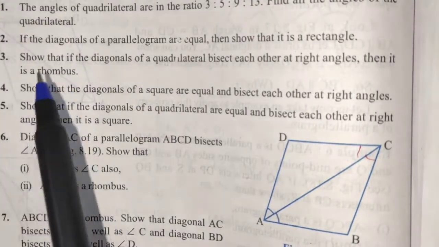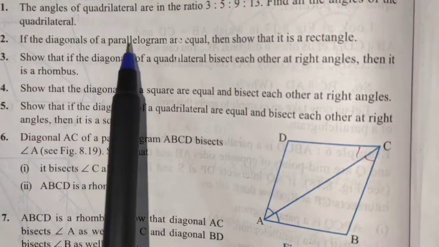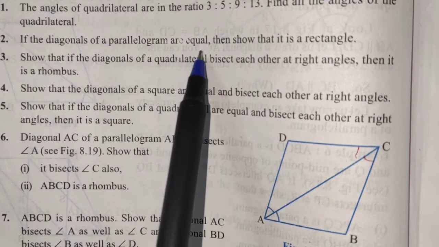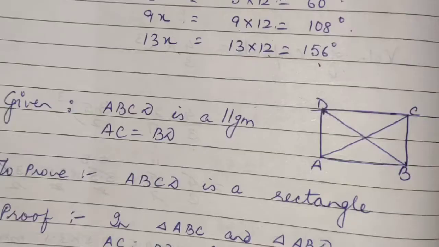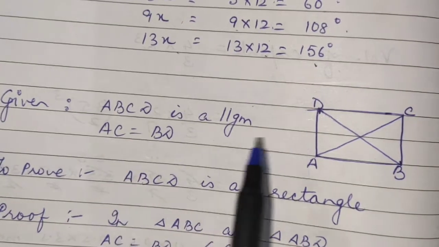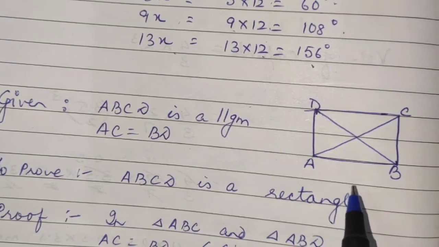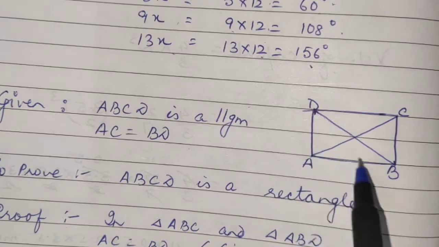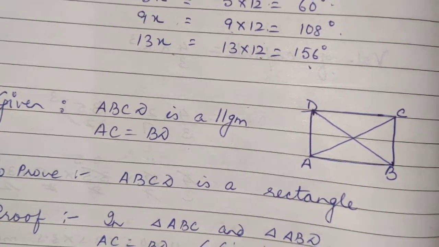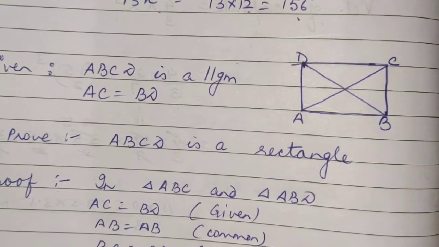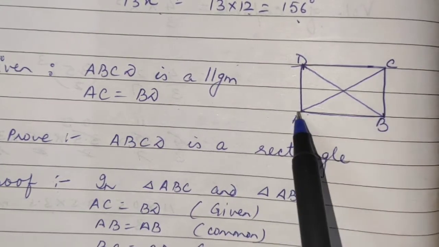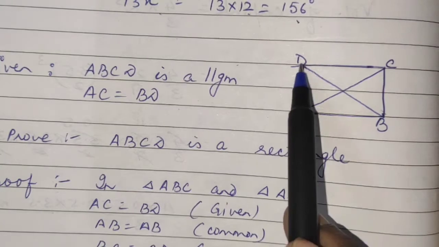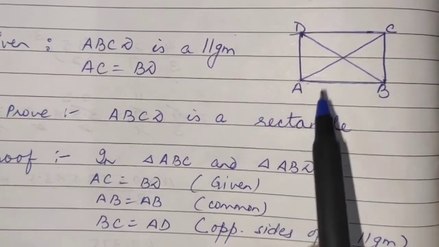Now let us see question number 2. If the diagonals of a parallelogram are equal, then show that it is a rectangle. Now given is ABCD is a parallelogram and the diagonals AC and BD are equal. We have to prove that ABCD is a rectangle. To prove, let us take these two triangles, triangle ABC and triangle ABD. Now in these two triangles, what do we find?